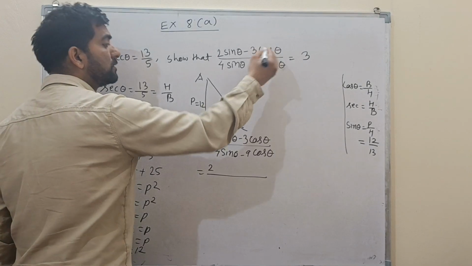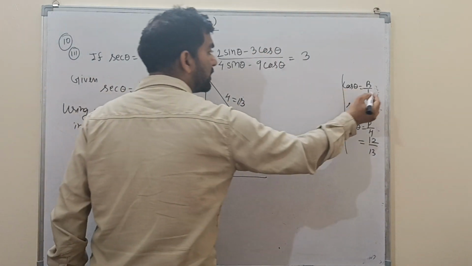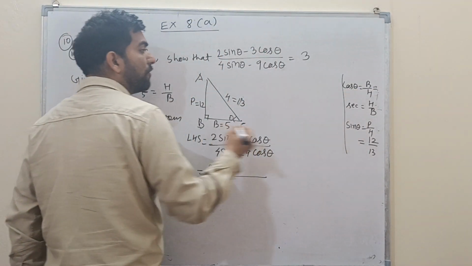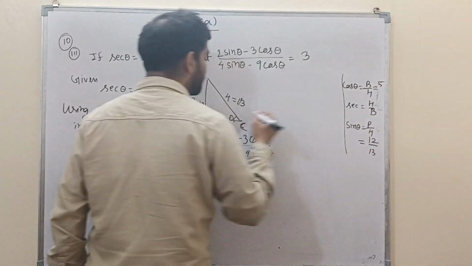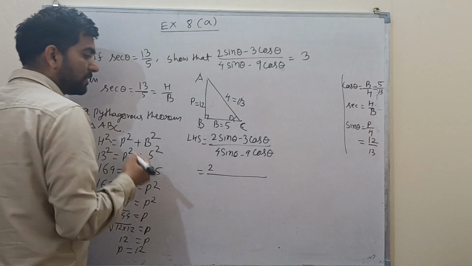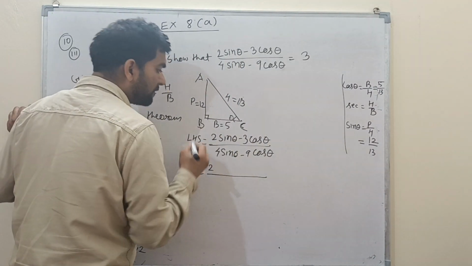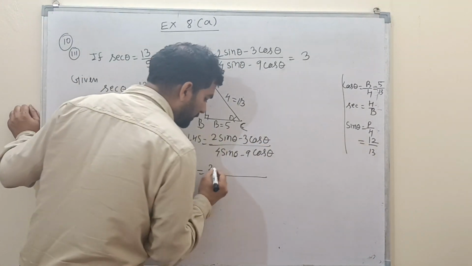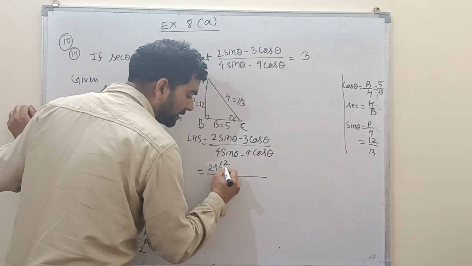Similarly, we have cos theta. Cos theta is base by hypotenuse. So base is 5 and hypotenuse we have 13. Okay, so 5 by 13. Now let us put here 2. At place of sine theta, we will put the value 12 by 13.